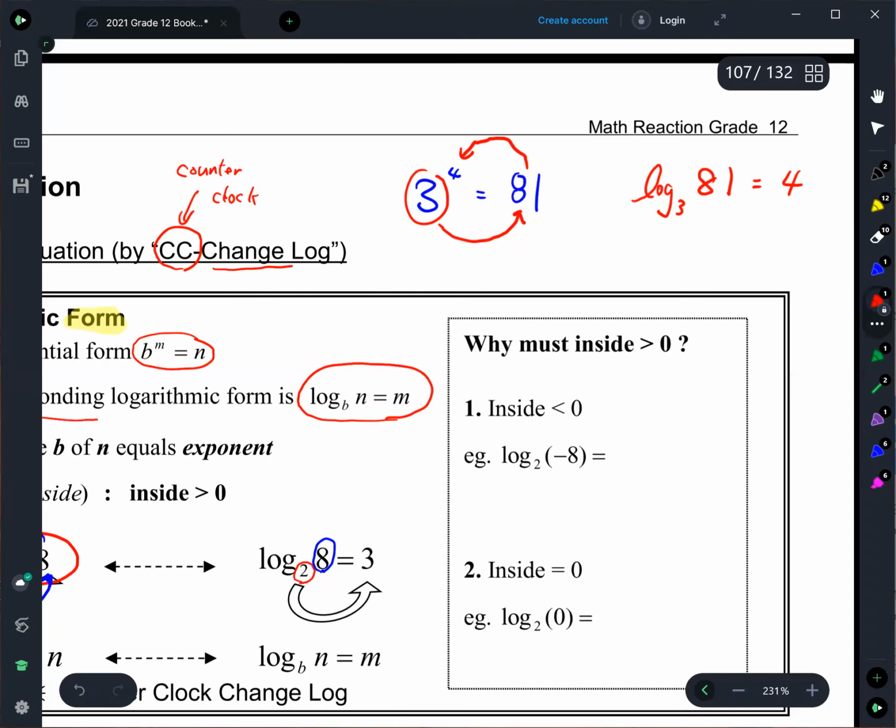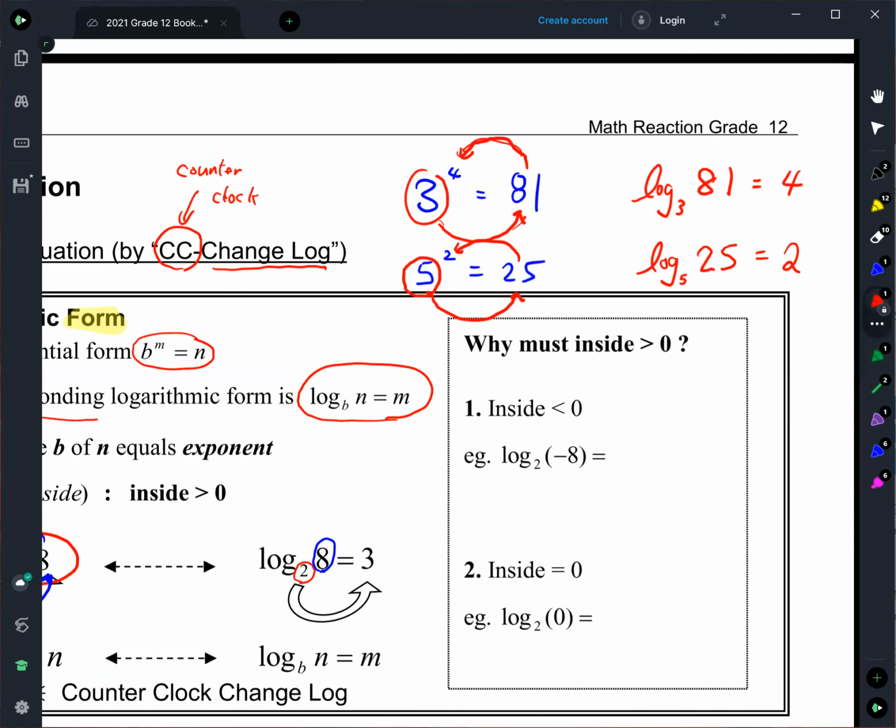You can change into log. Remember, you start with the base and you go counterclockwise, go to 81, and then go to 4. We'll try one more time. If you have, let's say, 5 squared equal to 25, you start with 5. You write log, base 5. Counterclockwise, you go to 25, so you write 25. And then finally you come back, so equals 2.